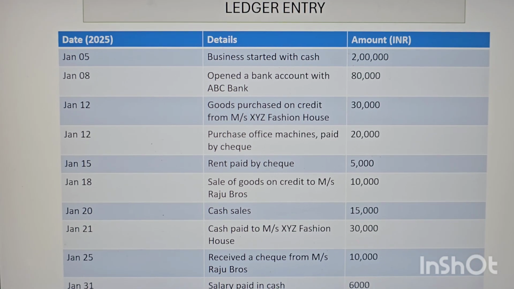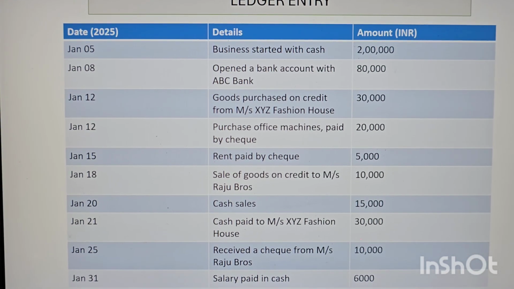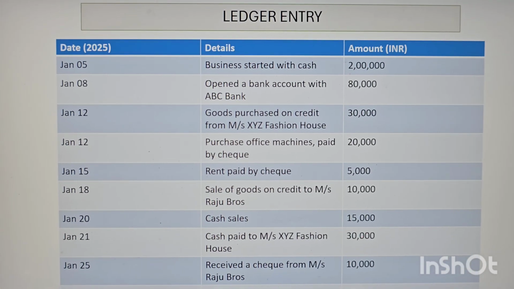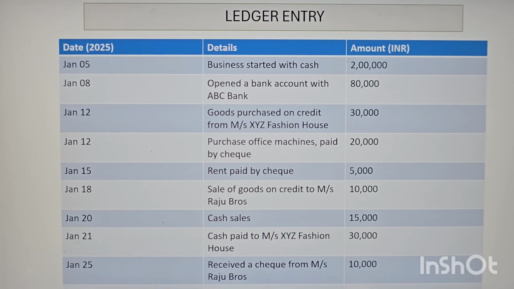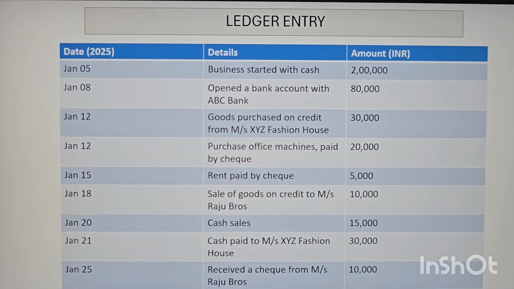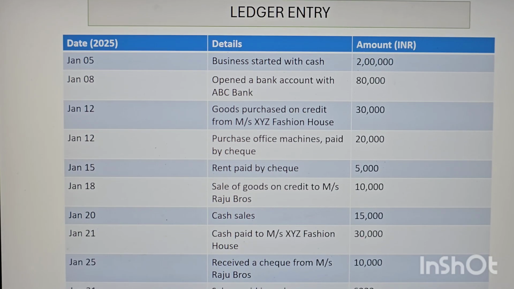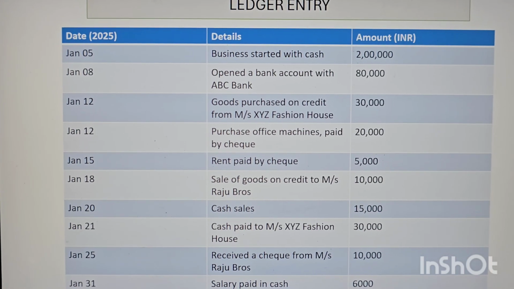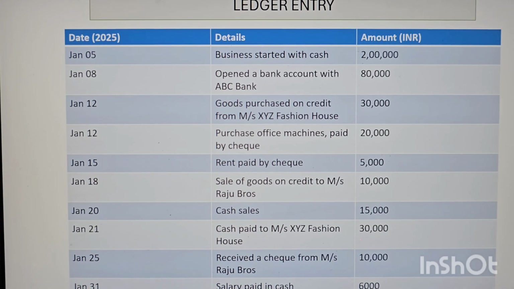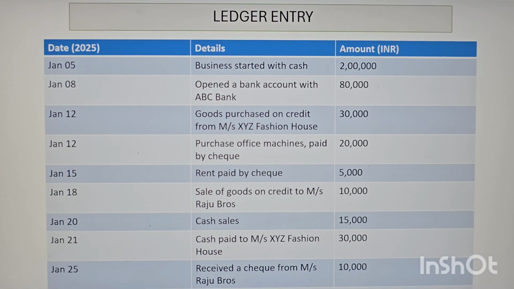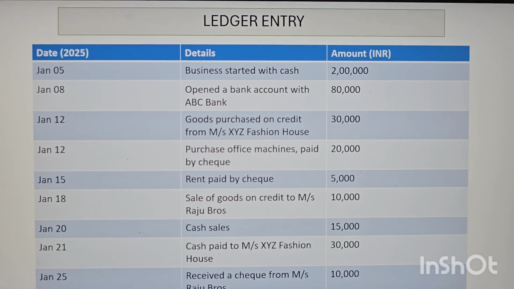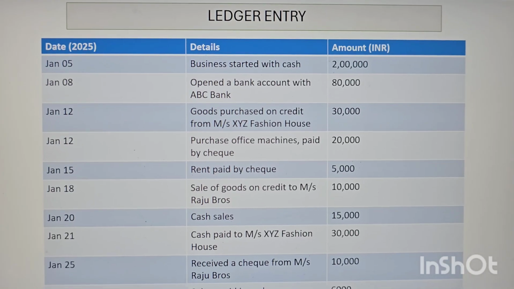Before we start with the ledgers, we need to post the journal entries. As we have already learned how the journal entries are posted in our last session, we will use the same problem. We will be using the same transactions that we used while preparing the journal entry, and we will be doing the ledger today. The very first transaction is the starting of business with a cash balance of 2 lakh rupees. So what should be the journal entry for that?